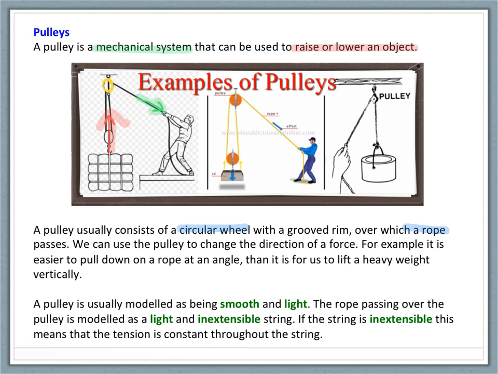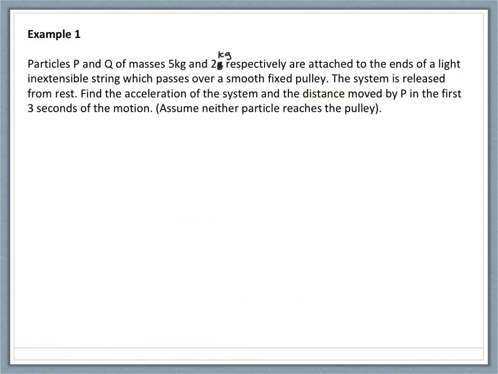Now, in mechanics, we usually model a pulley as being smooth and light. The rope passing over the pulley is modelled as being light and inextensible, so a light and inextensible string. Now, the quality of inextensibility here means that if a string is inextensible, this results in the tension being constant throughout the string. And in order to be able to carry out various calculations, we need to make this modelling assumption. So let's move straight into looking at an example.